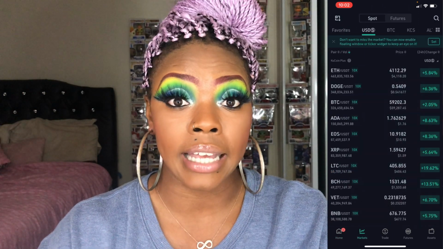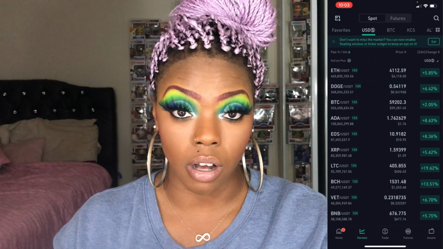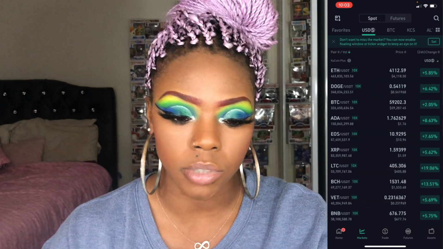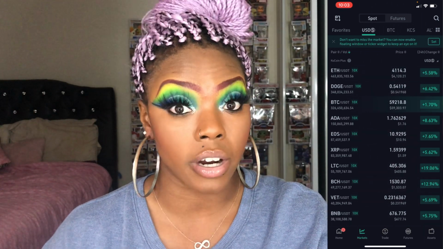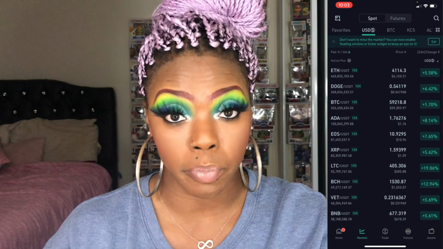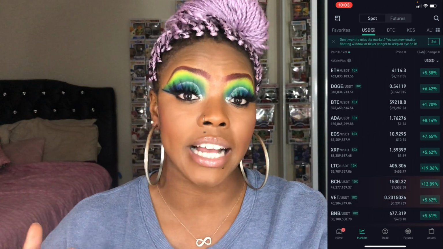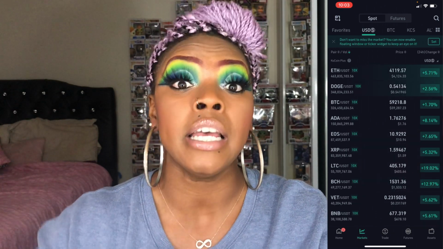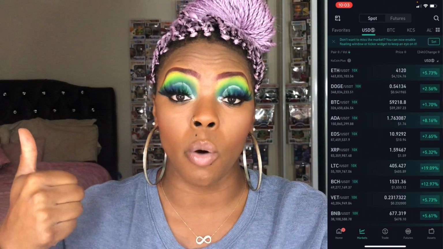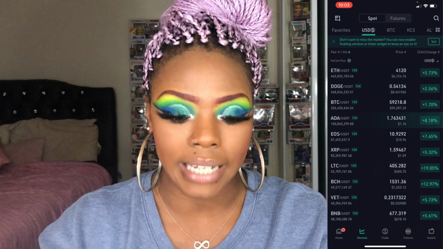Basically, market is like a snapshot of how every coin that is listed on KuCoin is doing. We have Ethereum, Dogecoin, Bitcoin, we have Cardano. And basically, again, it shows you the current price, what they're trading at right now, and it shows their percentages as far as movement. Anything green means they're doing good. That's how they're moving upwards. Anything red is obviously anything that's going downwards.